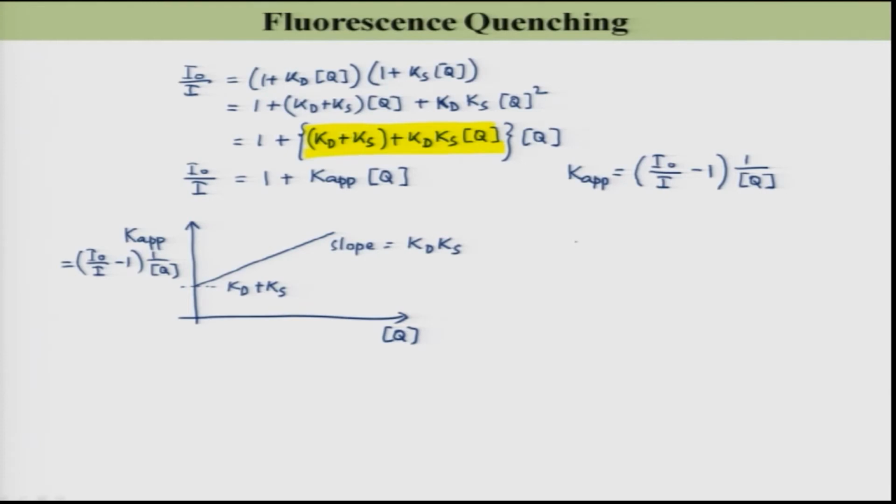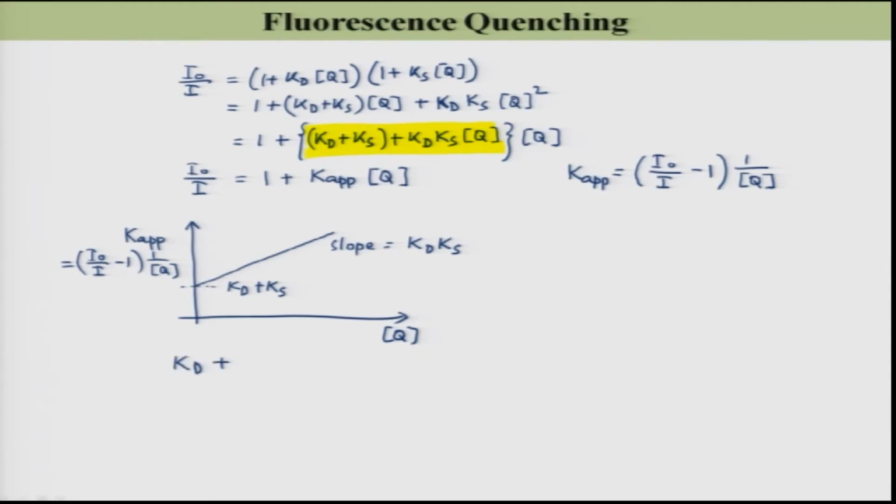Now, the K apparent will be calculated from the measured value of I. When there is no quencher, that I is equal to I 0, and in presence of quencher those values are called the I. This is nothing but the fluorescence intensity. Clear? Okay.